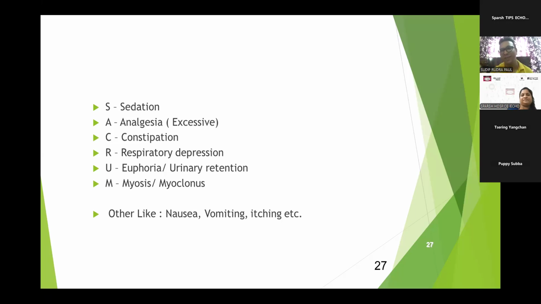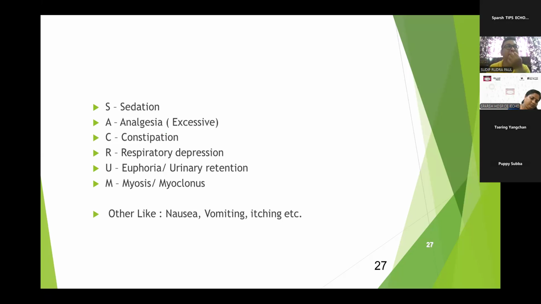S means sedation, or drowsiness. If the patient is more drowsy, we should reduce the dose. That is one. A means analgesia. Of course, we are giving an analgesic to get the analgesic effect. But if it is more than the expected result, we need to reduce the dose.